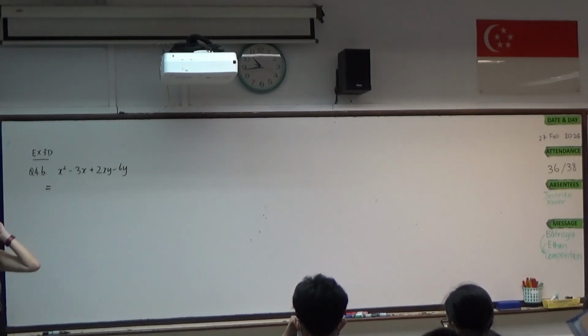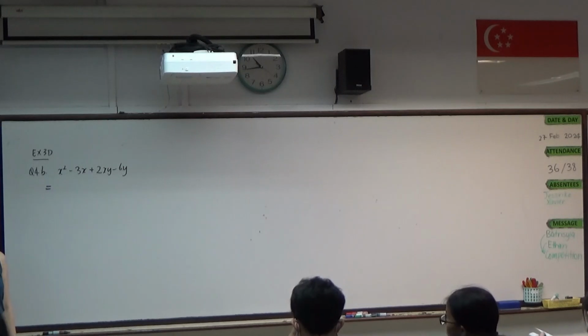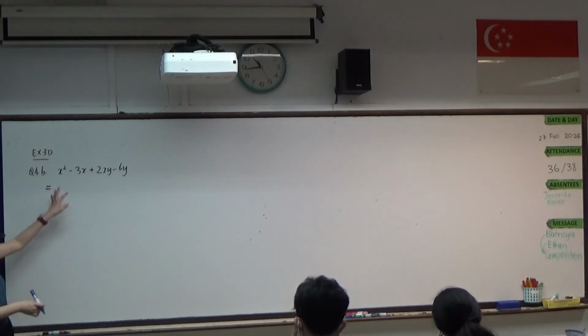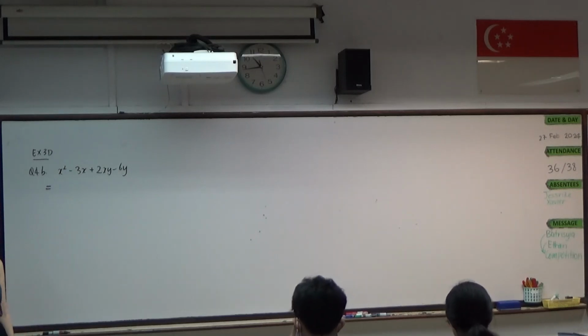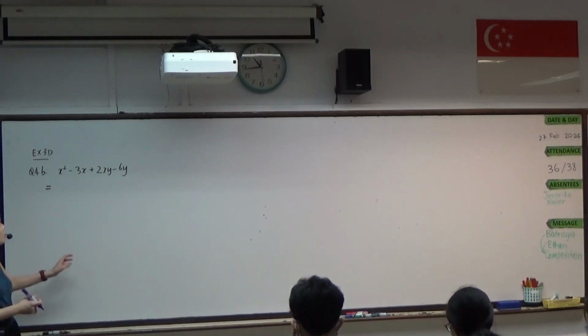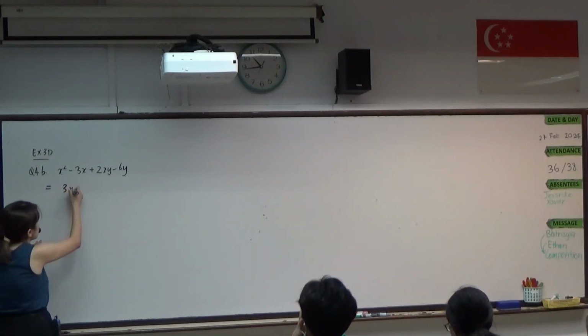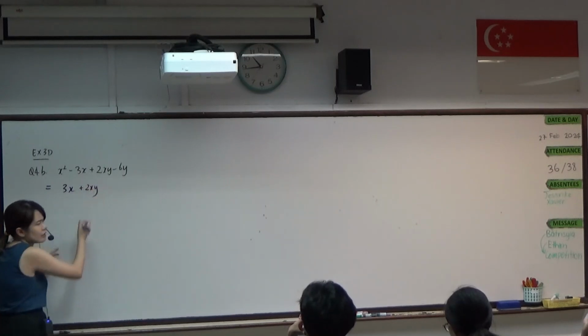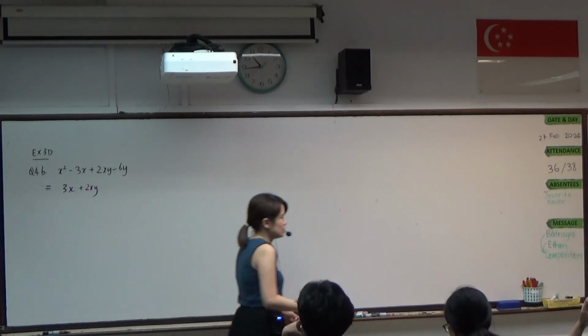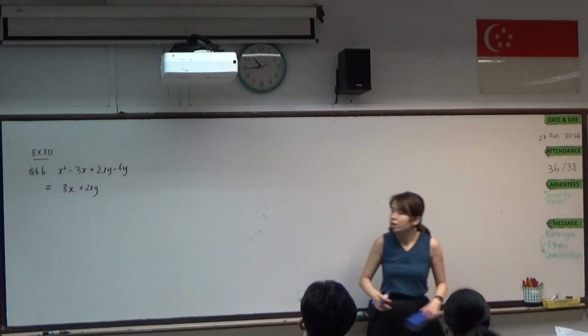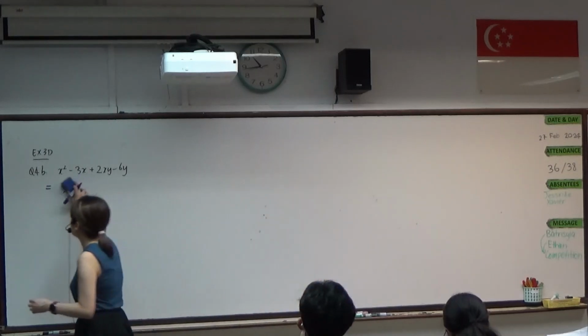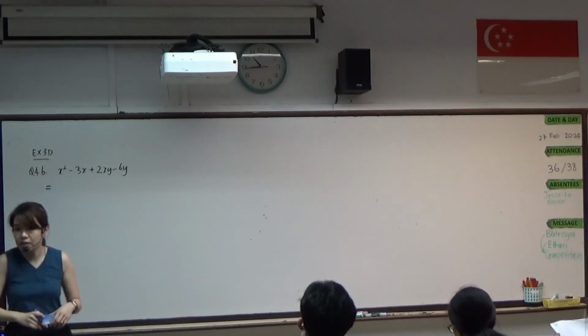Terms of the factorizing. So what should I write? 3x. I write down 3x and 2xy. I don't understand what you're trying to say. What should I do? Factorize by grouping, right?